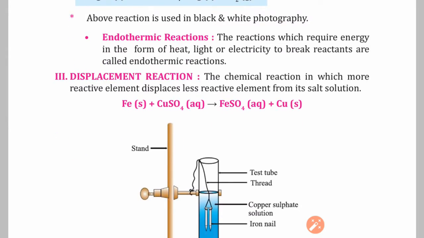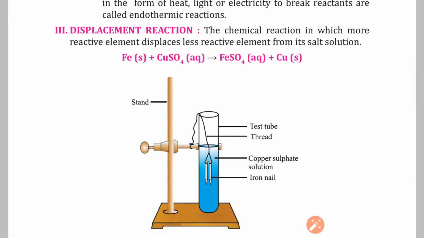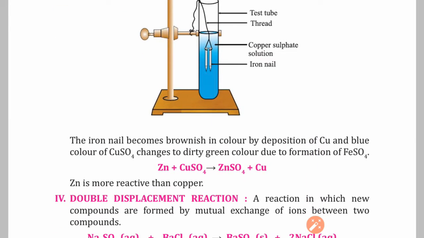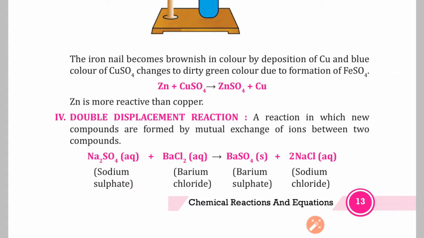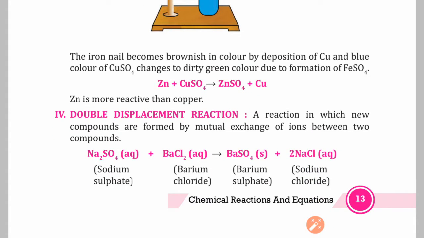Displacement reaction, the reactions in which a more reactive metal displaces the less reactive metal are called displacement reactions. Example, Fe plus CuSO4 gives FeSO4 plus Cu. The more reactive element here is iron. It displaces copper from its blue color solution, copper sulfate, and results in precipitation of copper metal. Another example, zinc when added to copper sulfate gives ZnSO4 plus Cu.